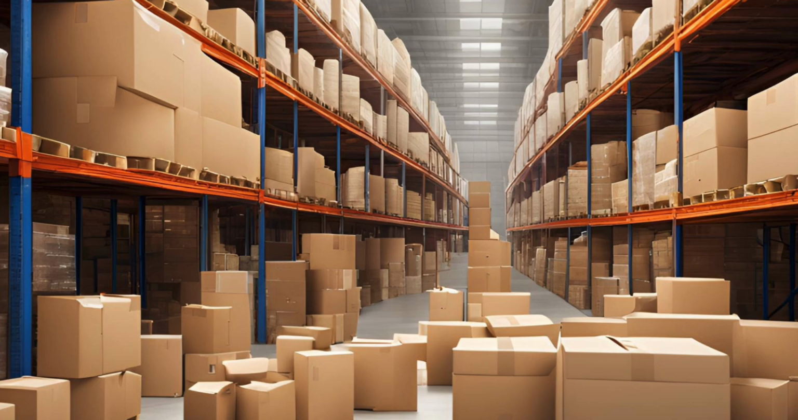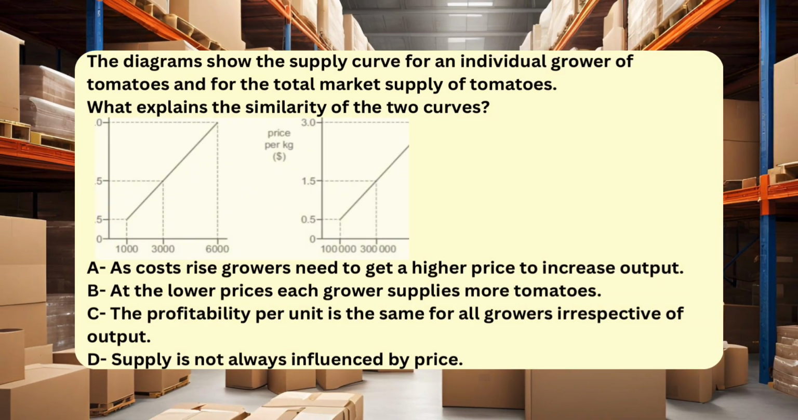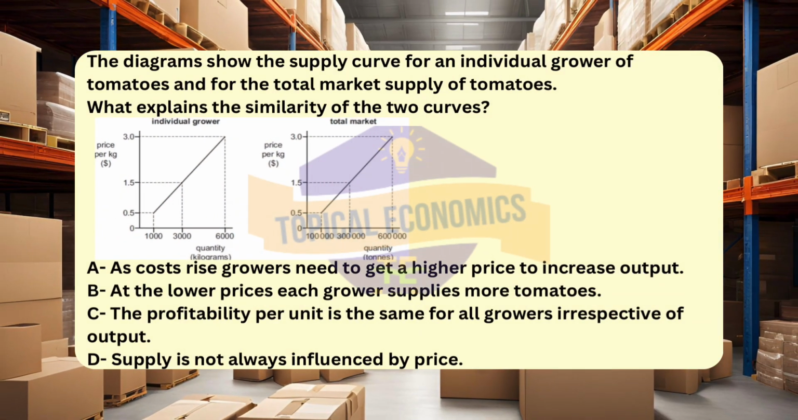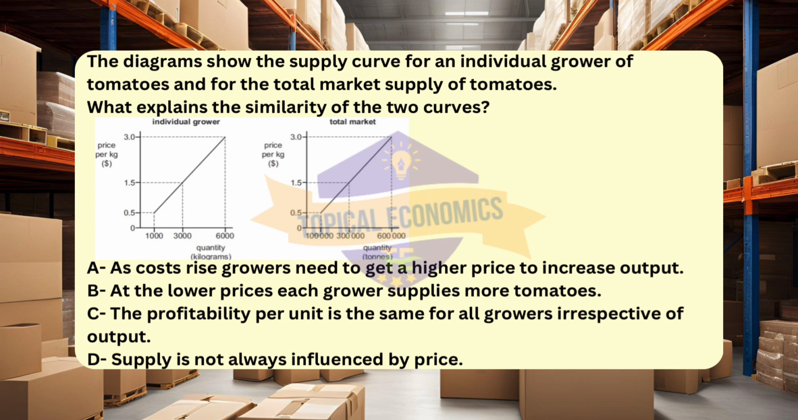Moving to question 5. The diagrams show the supply curve for an individual grower of tomatoes and for the total market supply of tomatoes. What explains the similarity of the two curves? A. As costs rise, growers need to get a higher price to increase output. B. At the lower prices, each grower supplies more tomatoes. C. The profitability per unit is the same for all growers irrespective of output. D. Supply is not always influenced by price.